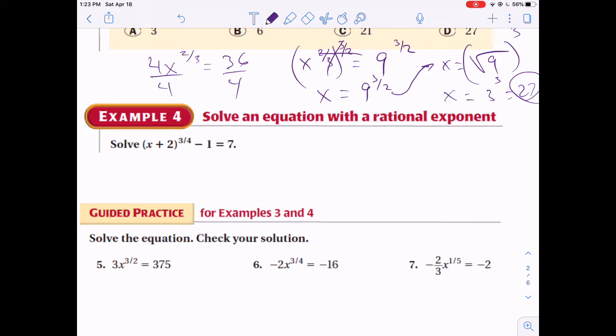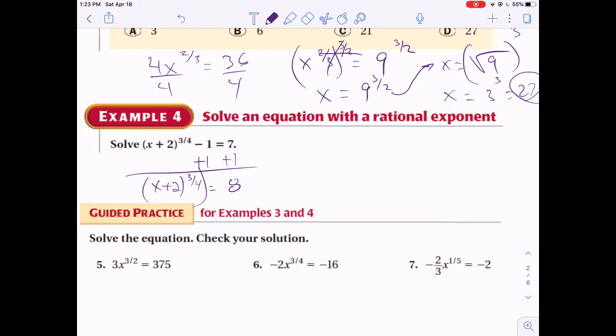Again, I have to isolate it. Well, this is isolated right there. I need to move that 1, and that's all I've got to do. So I'm going to add 1 to both sides. Add 1, and now I have x plus 2 to the 3/4 equals 8. Well, now it's isolated, right? Because that 3/4 power is over the entire x plus 2. Nothing else I can get rid of.